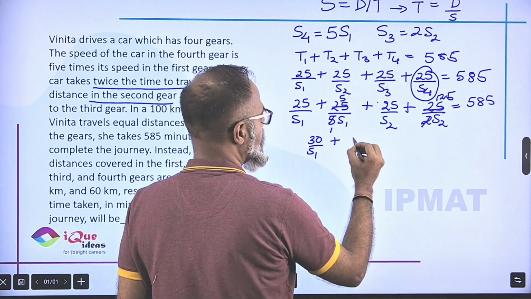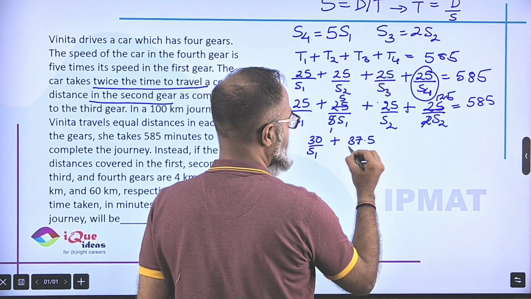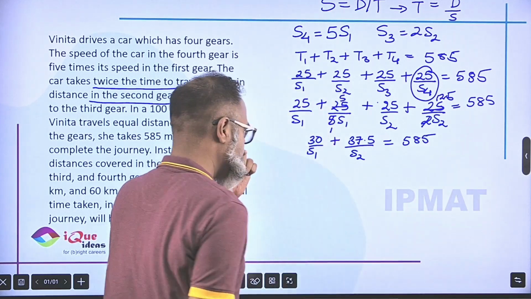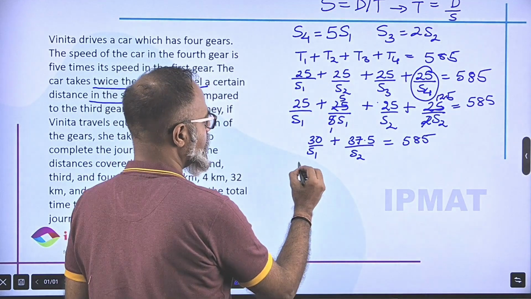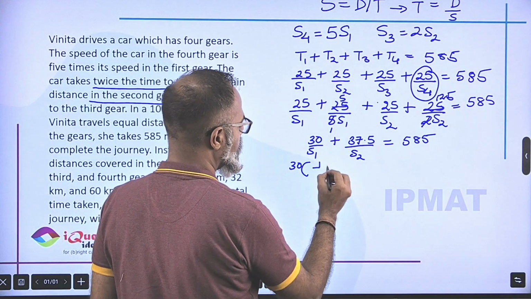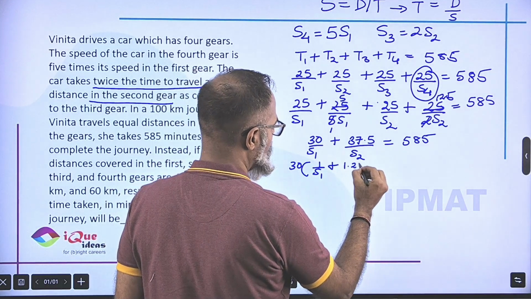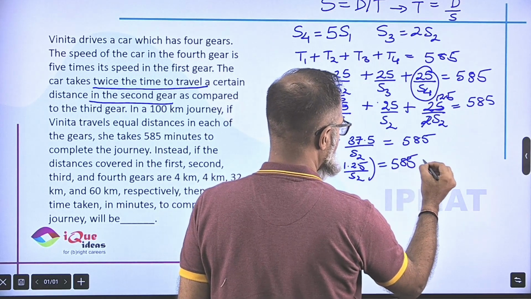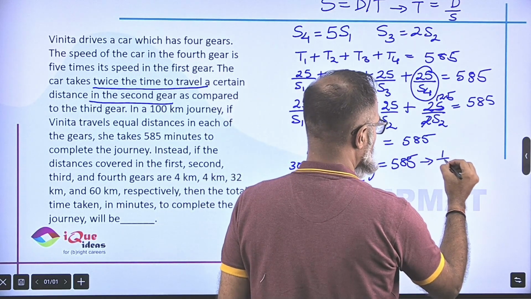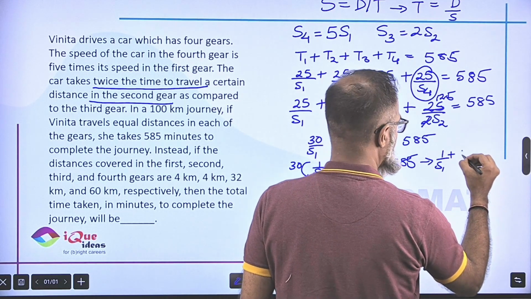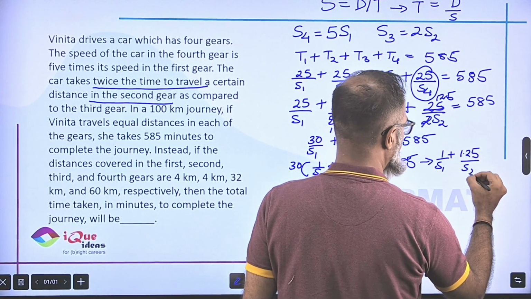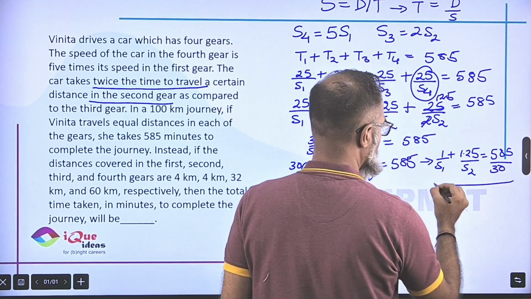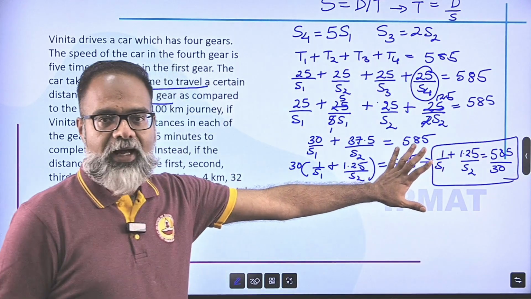So 25 plus 12.5, so plus 37.5 upon s2 is equal to 585. So if I take 30 common here, I get 30 into 1 upon s1 plus 1.25 upon s2 is 585, which means I can write 1 upon s1 plus 1.25 upon s2 is 585 upon 30. Okay, let's keep this for the time being.